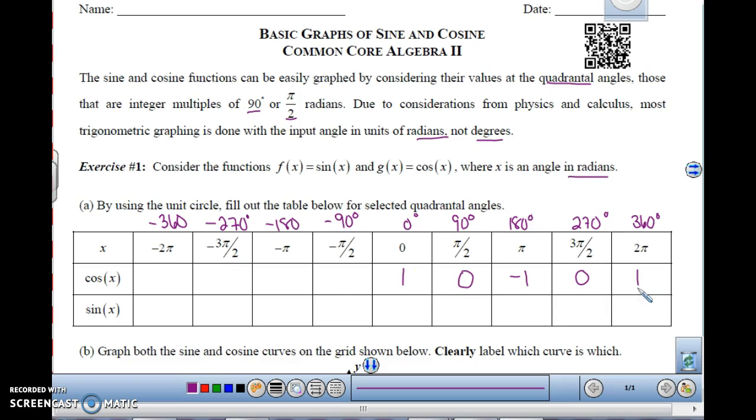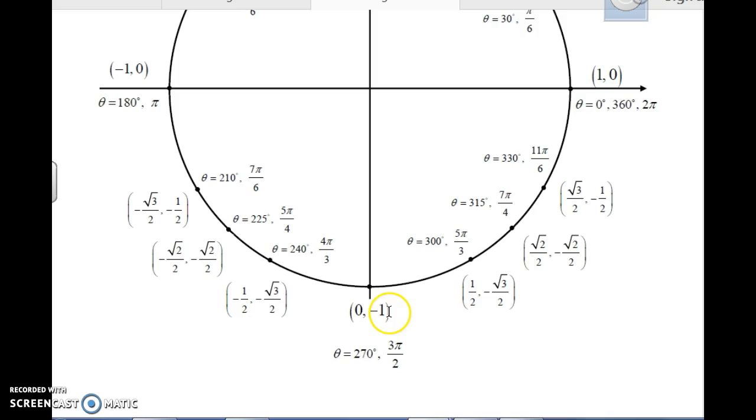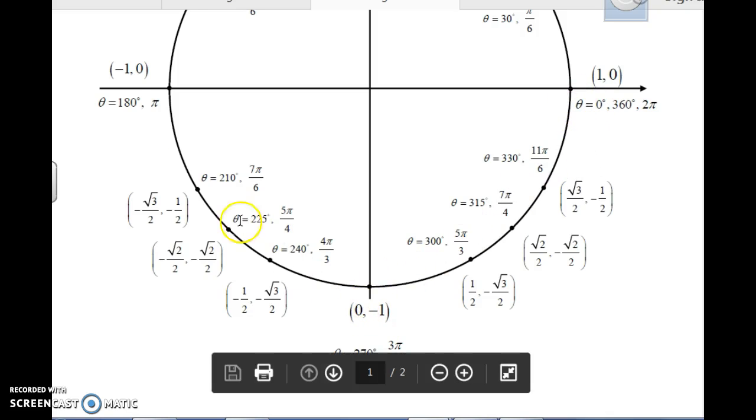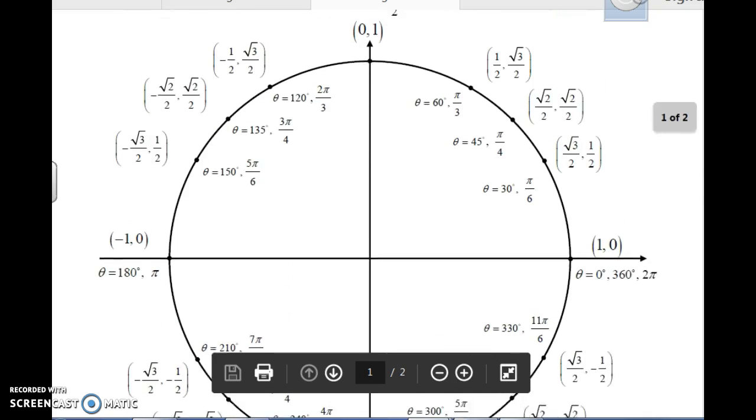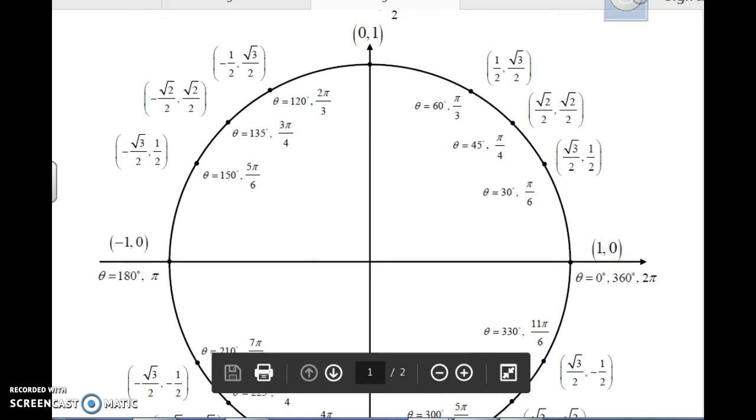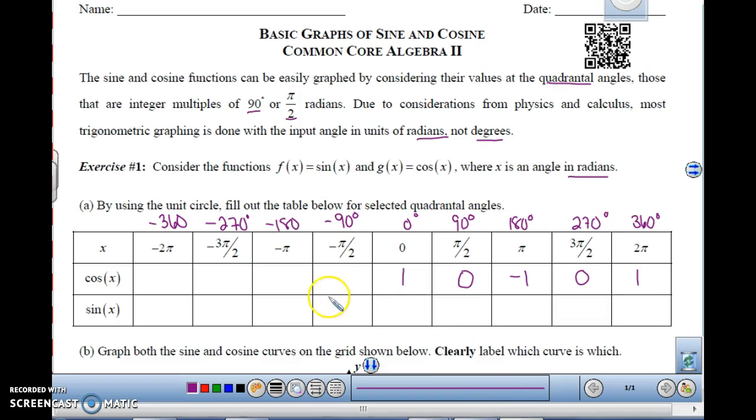Okay, and then going backwards, negative 90 would be 0, negative 1, 0, and then back to 1. So we're moving backwards here, so this would be 0, negative 1, 0, and then 1. Okay, so those would be the values of cosine.